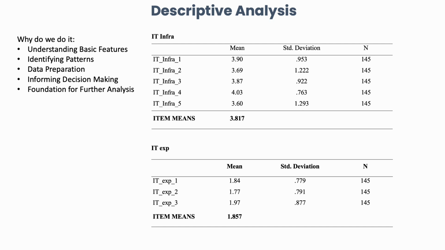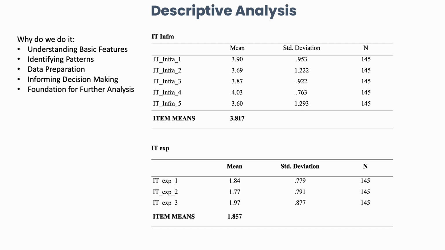The next one is identifying patterns. Descriptive analysis can help identify patterns and trends in large volumes of data. It allows us to summarize and find patterns that may not be immediately obvious by just looking at raw data. The next one is data preparation. Descriptive analysis helps in identifying errors or outliers in the dataset, which is crucial for data cleaning before proceeding to a more complex analysis.